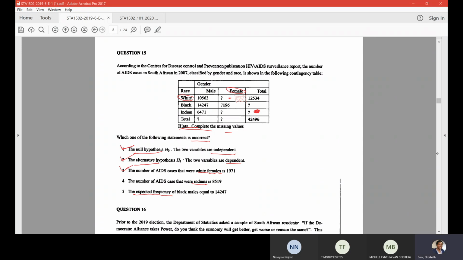Don't always rely on my calculations because I'm doing it hastily. You must always double check my calculation. So this is 1971. Okay, so this is correct.